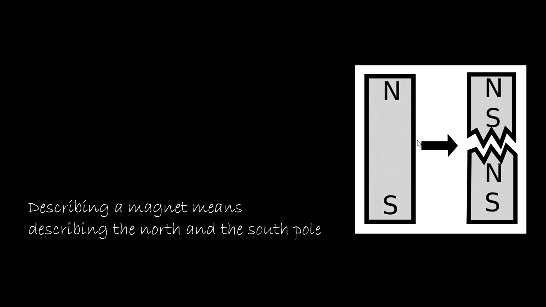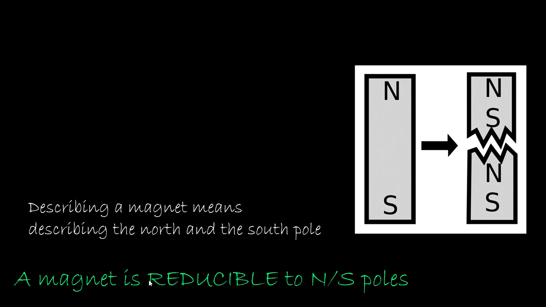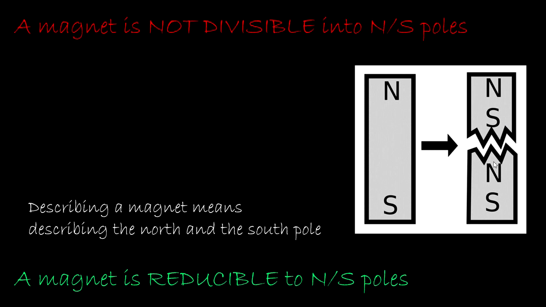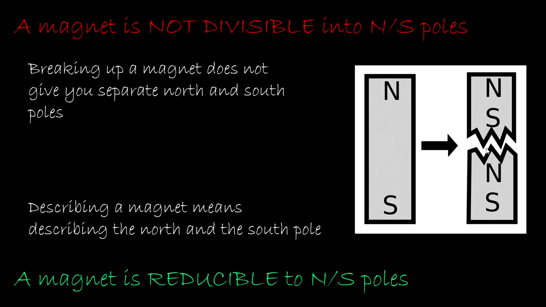On the other hand, consider a magnet. If you want to describe the state of a magnet, we can describe it through its north and south poles. We can in fact think of the magnet as made of two parts, at least to a first approximation, where the magnetic charge is concentrated. Therefore, the magnet is reducible to the north and south poles. However, we cannot divide the magnet into a north and a south pole. If we try to do so, we do not end up with a north pole separated from a south pole, we end up with two magnets. So the magnet is reducible to north and south poles, but not divisible into them.